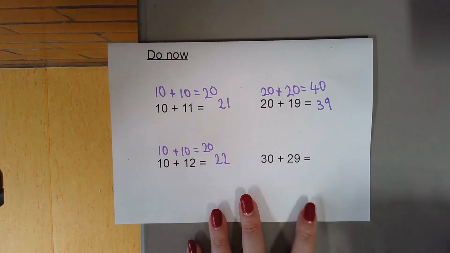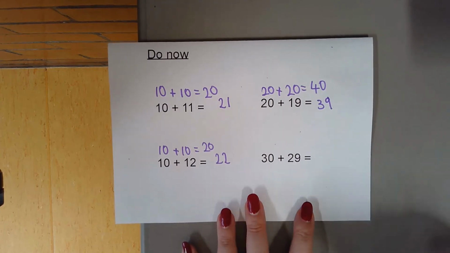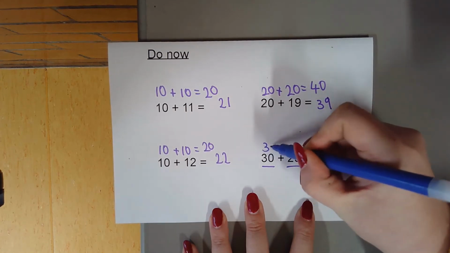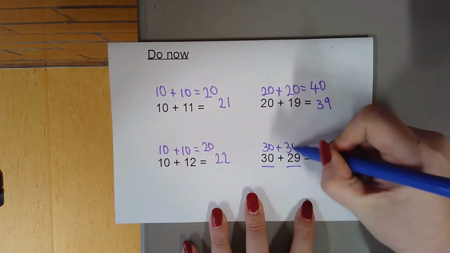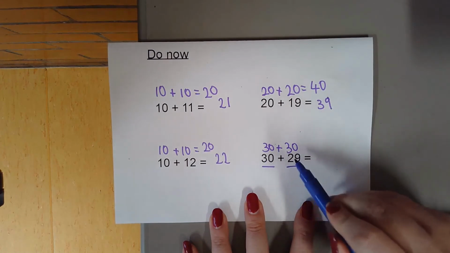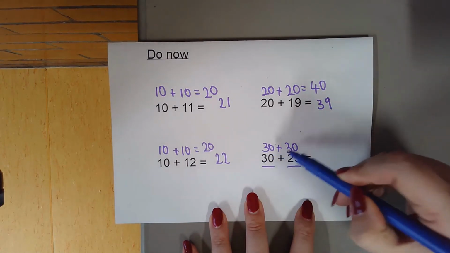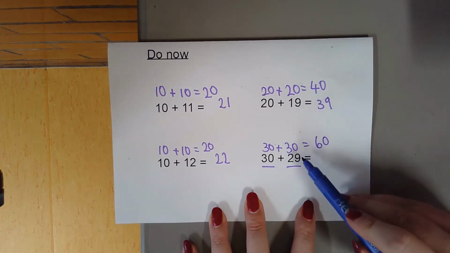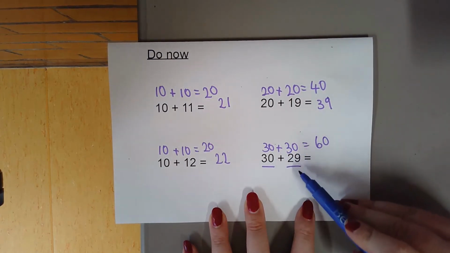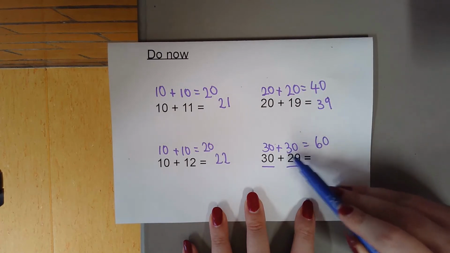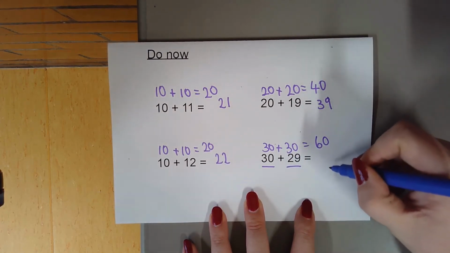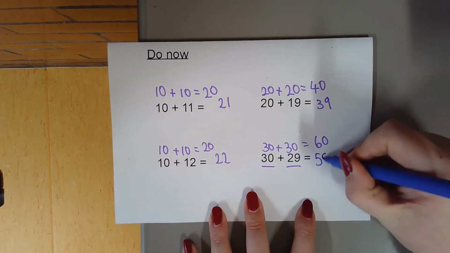Last one. Any near doubles? Oh look, 30. 29 is nearly the same as 30. I know 30 add 30. If I know 3 add 3 equals 6, then I know that 30 add 30 equals 60. But I wasn't meant to be adding 30, I was meant to be adding 29. So I need to now take away 1, because I've added 1 too many. 60 take away 1 equals 59.